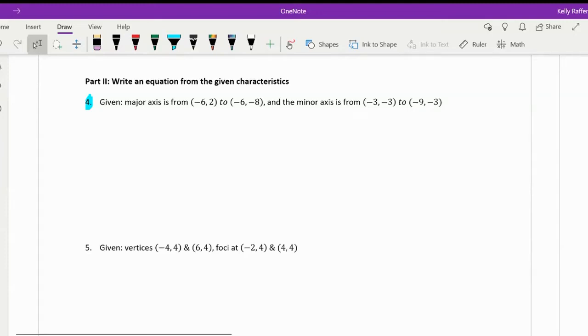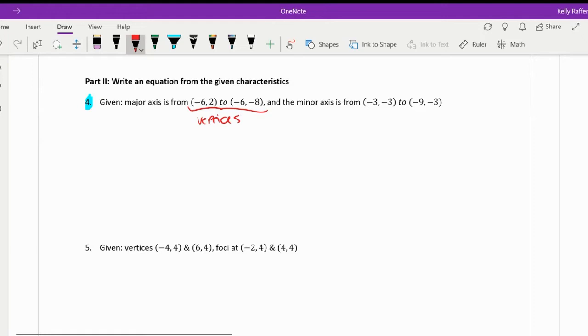All right, guys, so some examples of problems involving ellipses and the standard form of ellipses. I'm going to start off with question number 4, where they give us a major axis from (-6, 2) to (-6, 8). Really what they're giving us there is the vertices. Now, you could definitely draw a little sketch that might help you for this, but this also tells me something else.